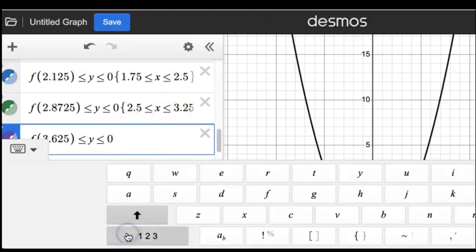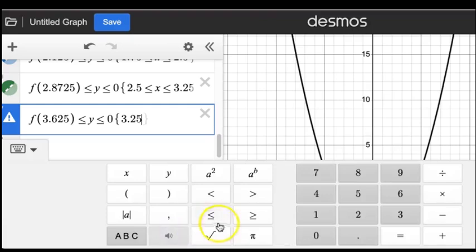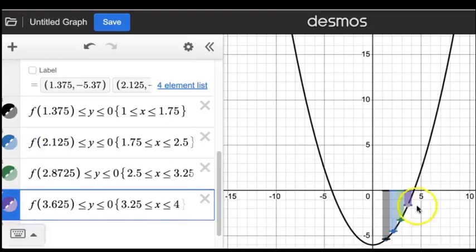Also, there's braces in here. So if you want to use the Desmos keyboard, you can use the Desmos keyboard to put in the braces. And now I'm going to go from 3.25 to the endpoint of 4. All right, and then we'll go ahead and hide our keyboard. And there's the fourth rectangle. So we're using those 4 rectangles with the midpoint values in order to find the area.